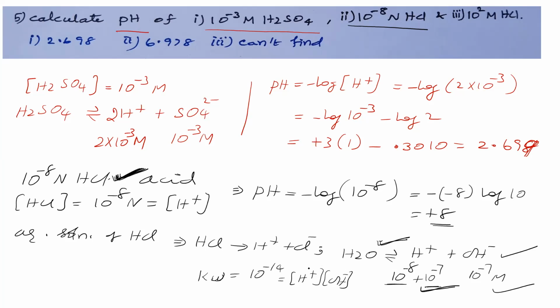At 25 degrees Celsius, Kw is 10 power minus 14. Whatever the solution, whether it is acid solution, base solution, salt solution, or pure water, anything you take, Kw equal to 10 power minus 14 at 25 degrees Celsius, there is no doubt. So now, can we take concentration of OH minus as 10 power minus 7 molar in this aqueous solution of HCl? Whether it is correct or wrong, we will check it now.